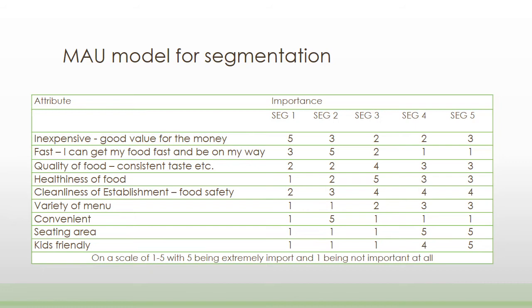The third segment is one that's interested in the healthiness of the food. That is, even though it's a fast food restaurant, they are interested in healthy food that's good quality and safe to eat. This might be someone who is in a hurry but still wants to eat healthy, or relatively healthy at least. Segment 4 is a group that's mostly interested in the seating area and the cleanliness of the establishment.